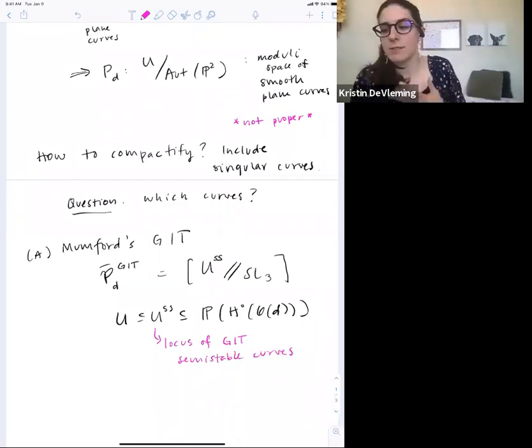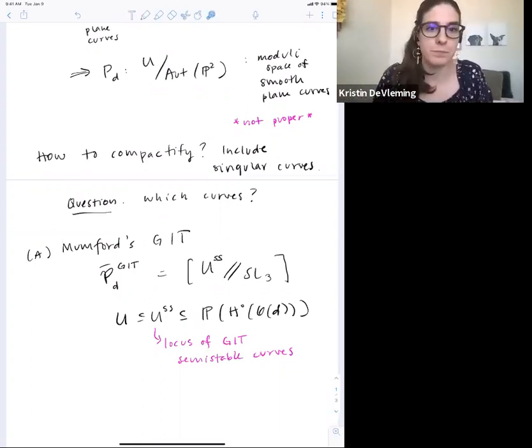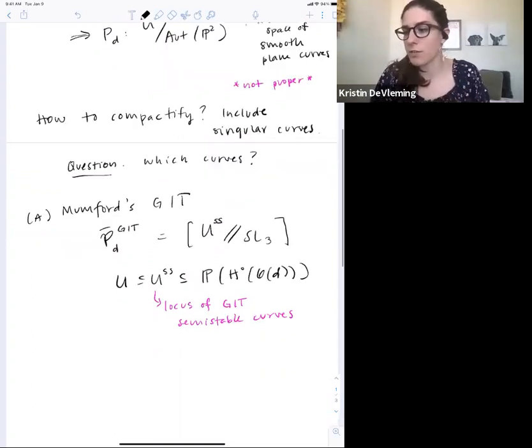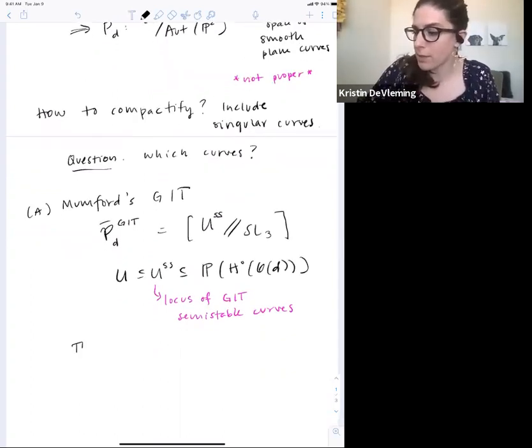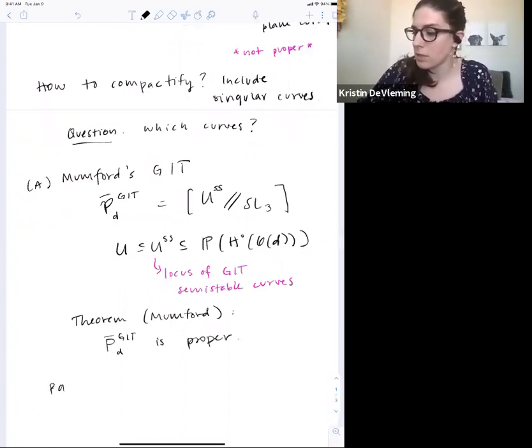And the idea here is to consider the action of SL3 or the automorphisms of P3 that we have on the set U and define a notion of stability with respect to that action. So I think maybe what's the most useful is to give you an idea of what the curves here are. What curves have we added? So I guess it's first of all a theorem of Mumford that this is indeed proper. So it is a compactification of our moduli space, but it parameterizes quite singular curves.